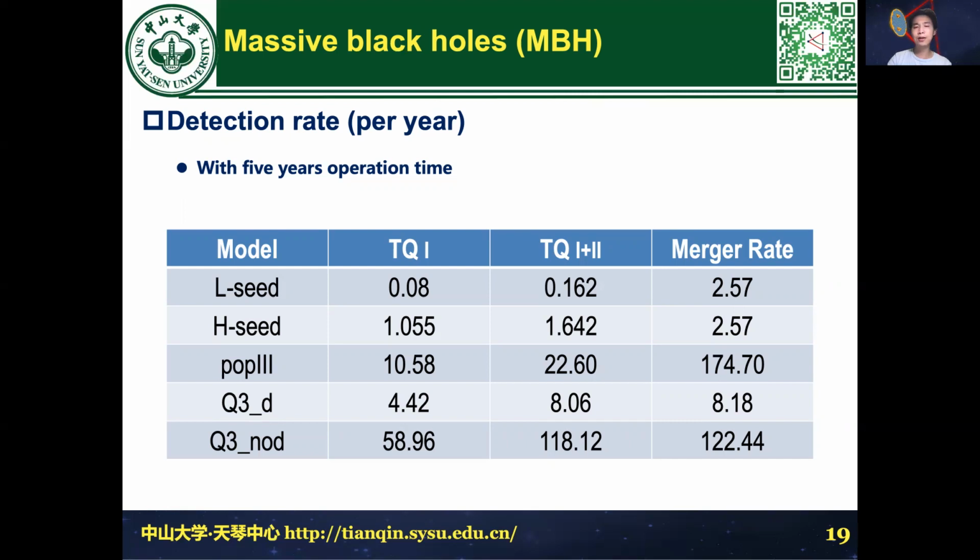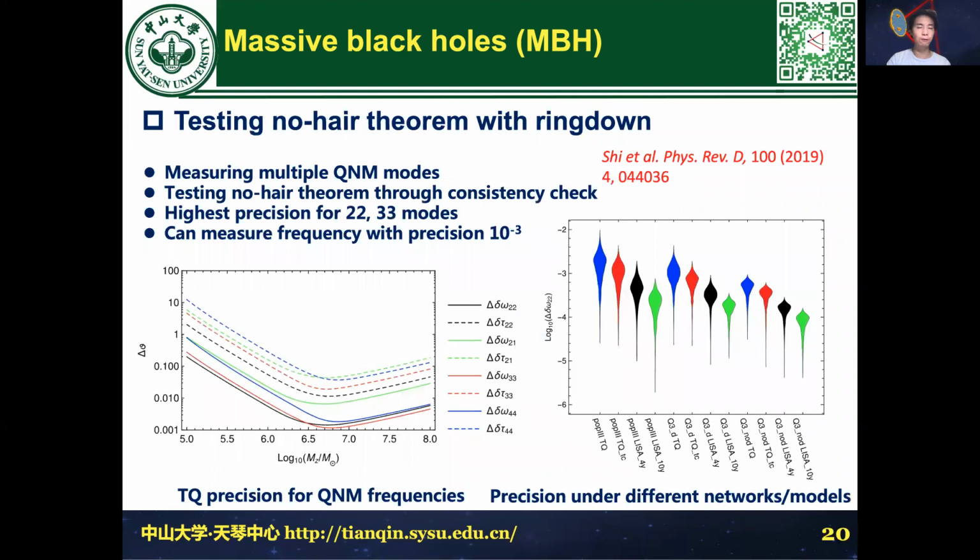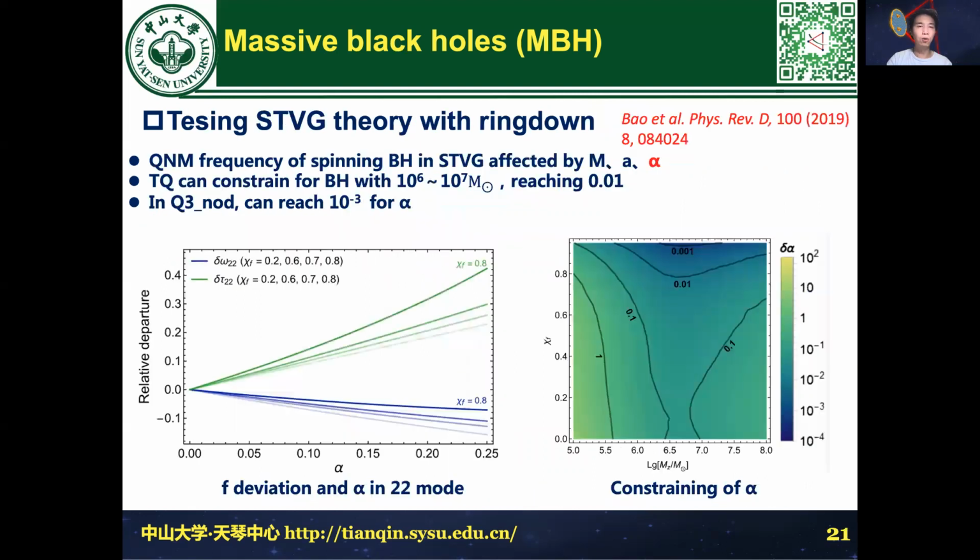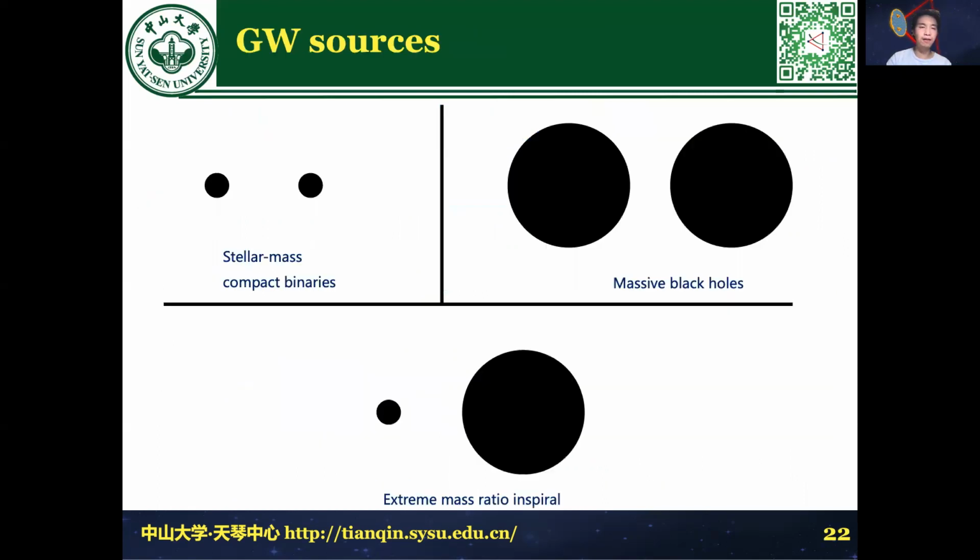And these detections can not only help us unveil the mystery of the merger history of galaxies and the growth of galaxies. It can also help us understand some fundamental physics, for example, understanding the no-hair theorem by looking at the ring-down signal, or testing alternative theories of gravity by looking at some specific gravitational theories. Now we have already covered the too small or too big.